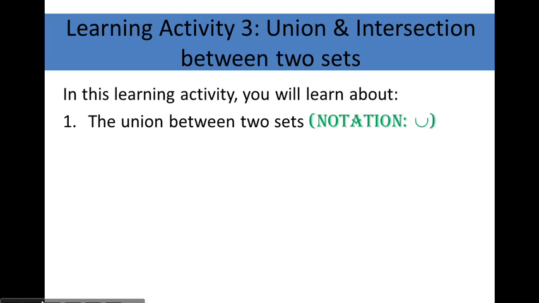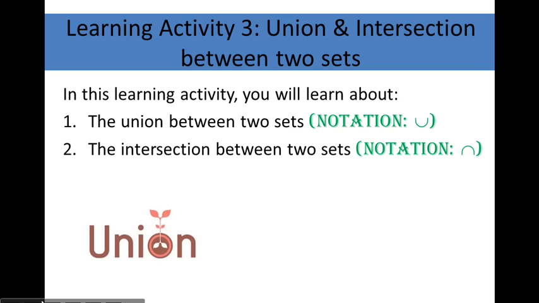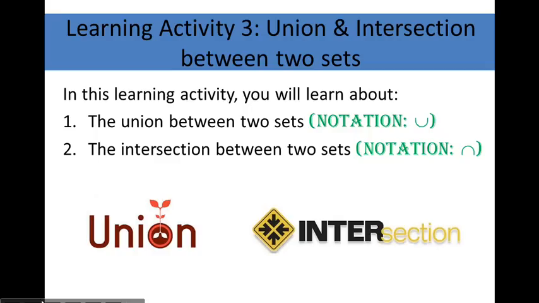Welcome to learning activity 3. In this learning activity, you will learn about the union between two sets. The notation is capital U, and the intersection between two sets. The notation is inverted U.